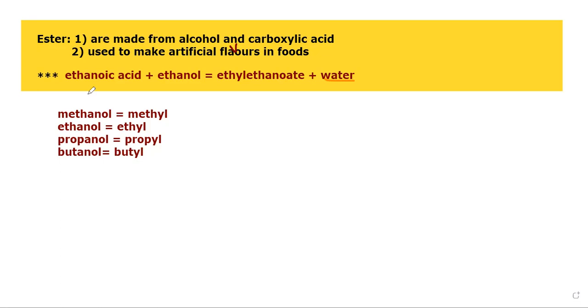So ethanoic acid plus ethanol gives ethyl ethanoate. At first, we are going to take the alcohol's name, that is ethyl, and then ethanoate. And the remaining one is water.